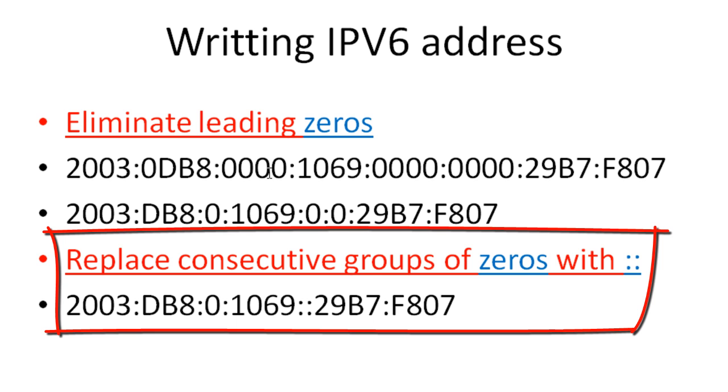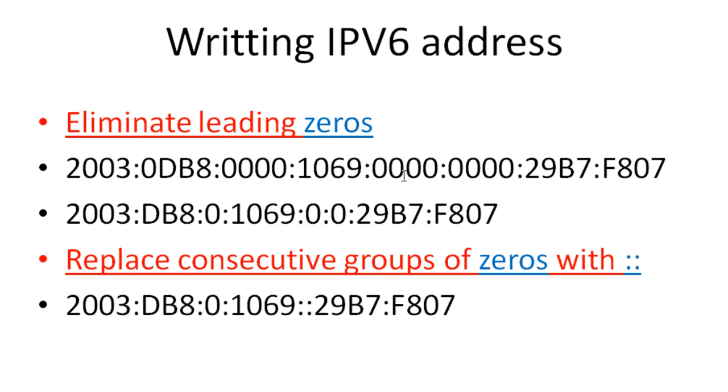The second rule is to replace a consecutive group of 0s. Like you see up here, I have two groups of 0s, and I have one more group of 0s. You can replace a consecutive group of 0s with a double colon, but you cannot do it more than one time. So this rule works like that: you can replace a consecutive group of 0s with a double colon only one time in an IPv6 address.